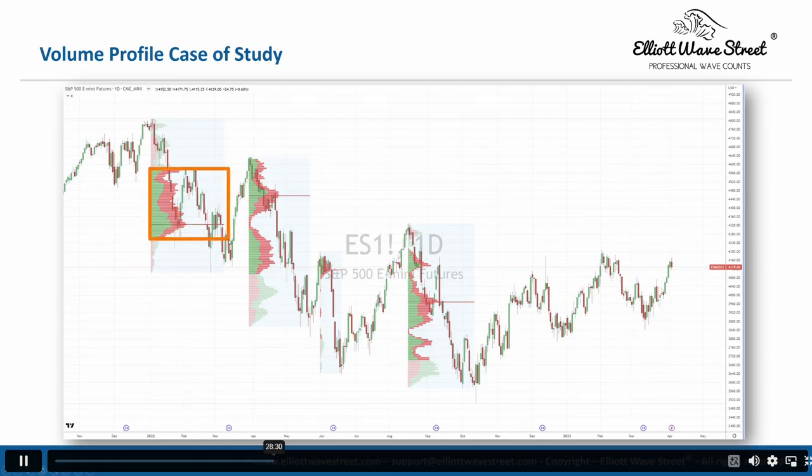Here is the value area. Let's start with this first one. Here is the point of control. If I want to go long, I'm going to wait for the price to move far from the point of control. And when I have rejection, I can buy because the point of control is the fair price and it's going to act like a magnet. When the price starts moving far away from the point of control again, now I'm going to try to sell, right?